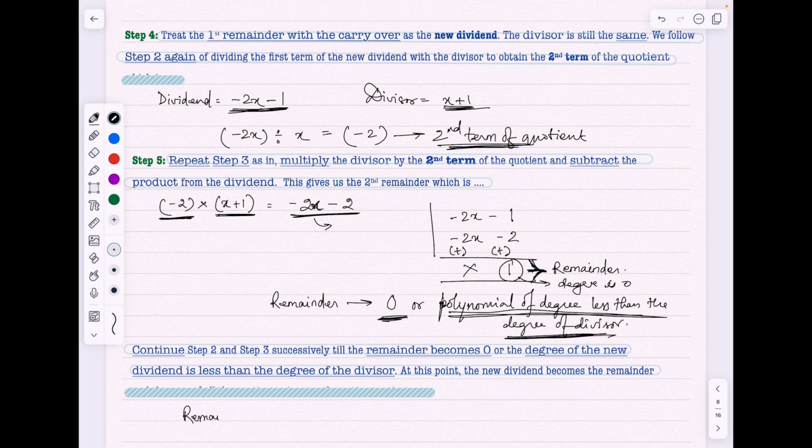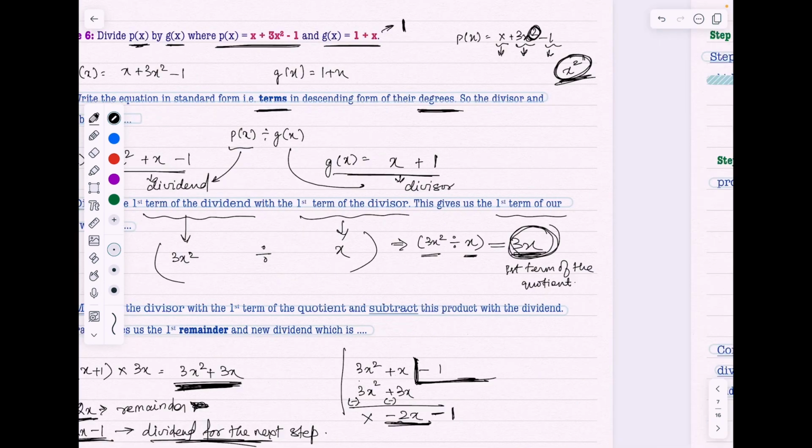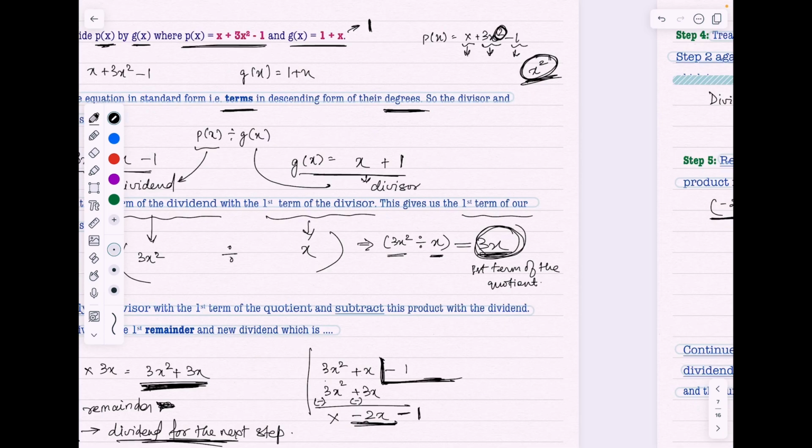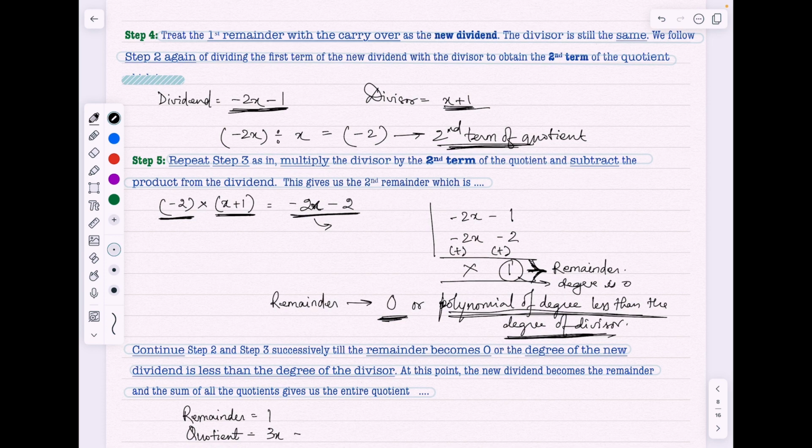So the remainder here is what? The remainder is 1. And the sum of all the quotients: you have got the first term, the second term, and you add all those terms. The first term was 3x, the second term was minus 2. So adding them, 3x minus 2 will give you the quotient of the whole division of the polynomials. This is the remainder you are getting.